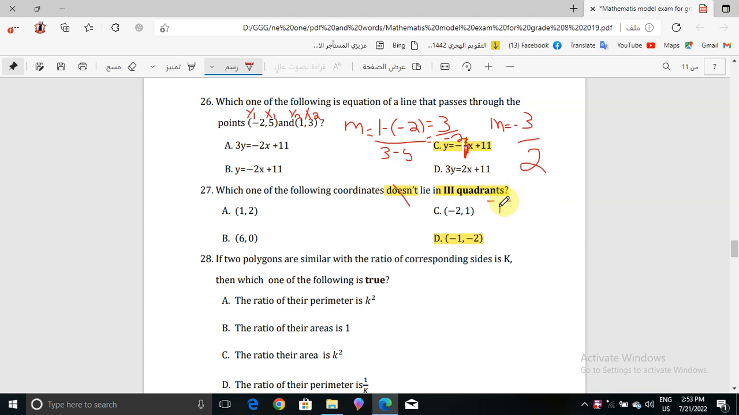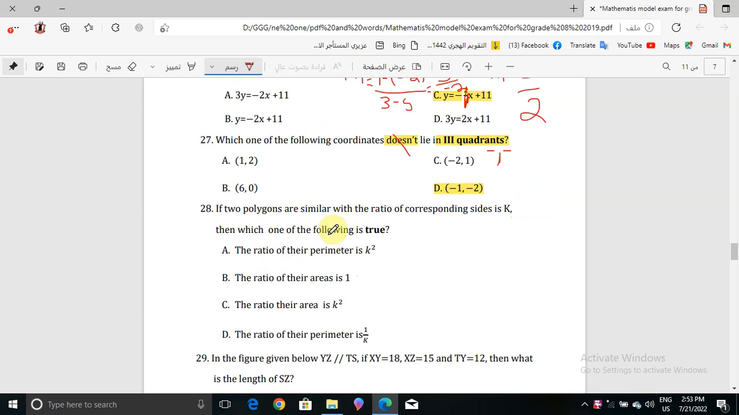Okay, now question number 28. If two polygons are similar, with the ratio of corresponding sides k, then one of the following is true. So here it will be what? The ratio of their perimeter is k squared? No. The ratio of their areas is 1? No. The ratio of their area is k squared? Yes. This one is the correct answer for question number 28.